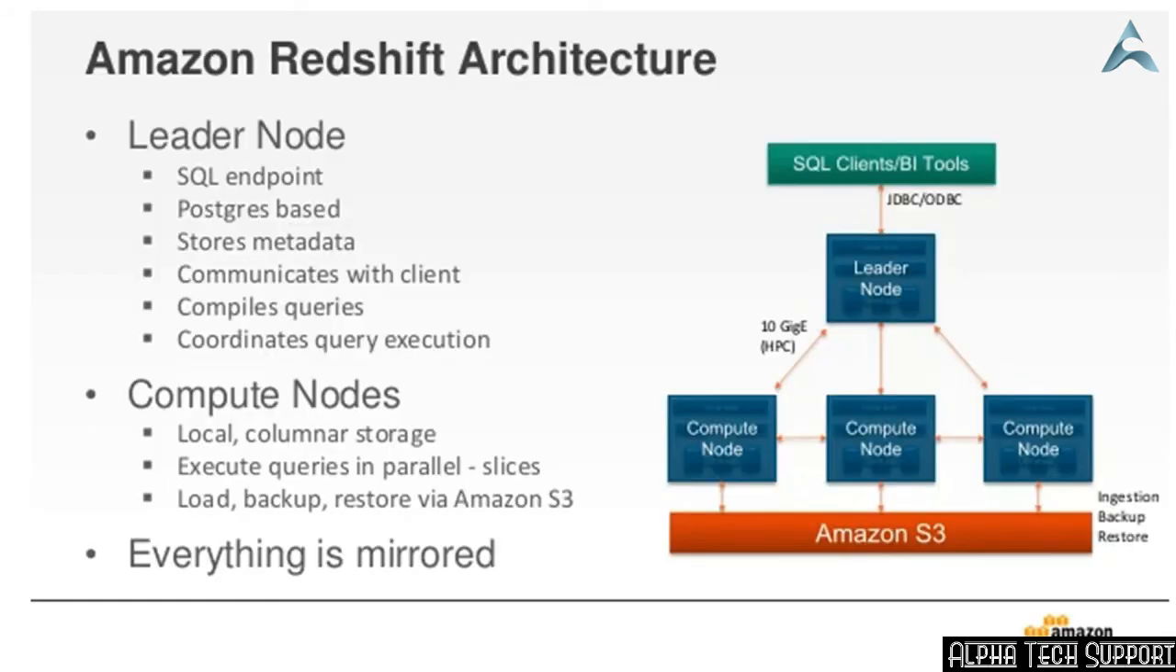So this is a simple architecture for Redshift. It has a leader node, the compute node, and everything is mirrored. The leader node manages the compute nodes who perform columnar storage and execute queries in parallel slices, either via S3 or other sort of storage. The leader node is based on Postgres, stores metadata about compute nodes. It can communicate with clients using business intelligence tools and other things. It helps coordinate query execution.